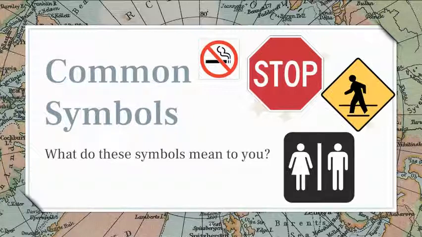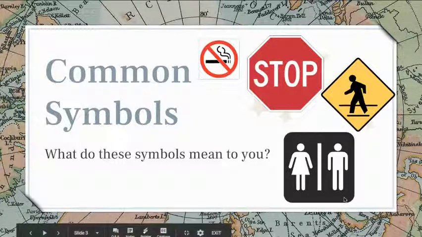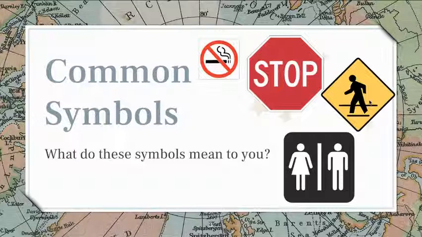And I bet you can guess what this one is. This is a bathroom sign. When we see this sign, we know that it's a bathroom. When we see this yellow symbol, we know that we need to slow down because it's a crosswalk, or that we are okay to cross the street there. When we see a stop sign, we know that we have to stop. And when we see a no smoking sign, adults know that smoking is not allowed in that area.